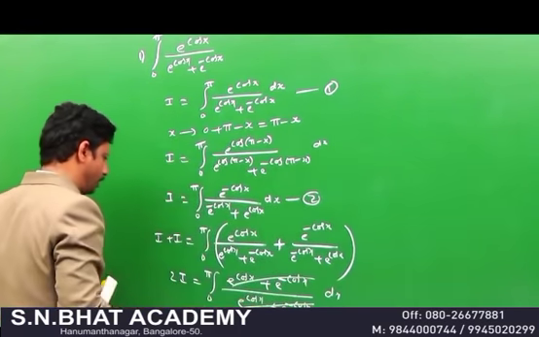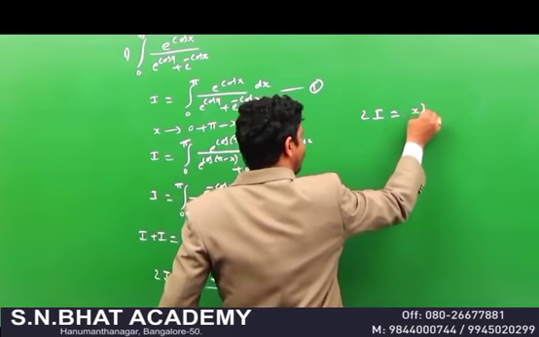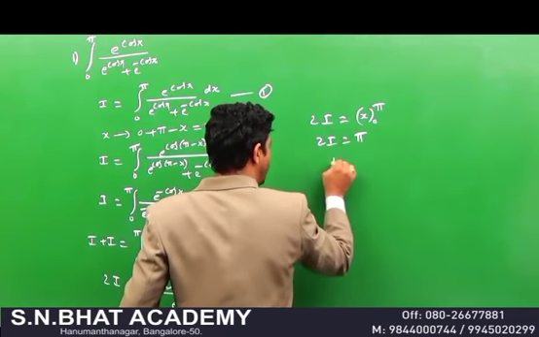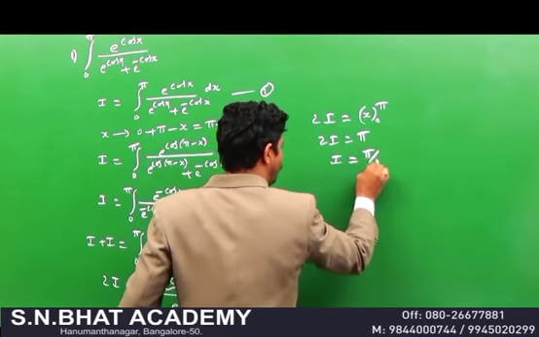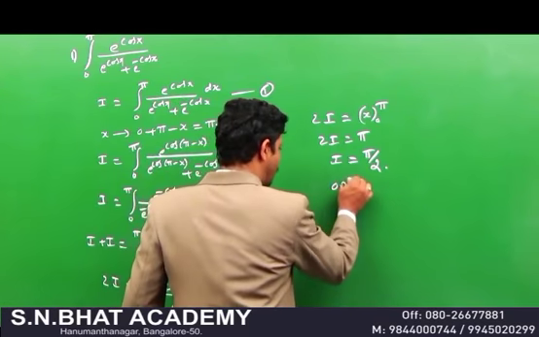So these two get cancelled. We have the integral of 1. The integral of 1 is x from 0 to pi. So 2I is pi minus 0, which is pi, and I is equal to pi by 2. So for the first problem, the answer is pi by 2. It is option 2.